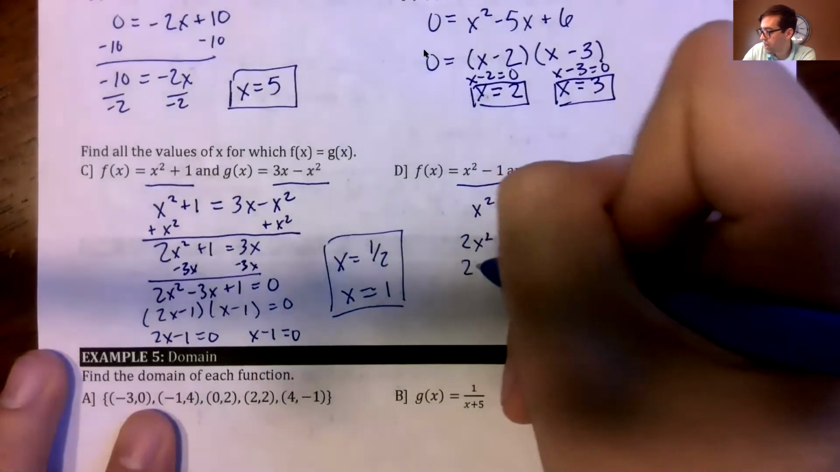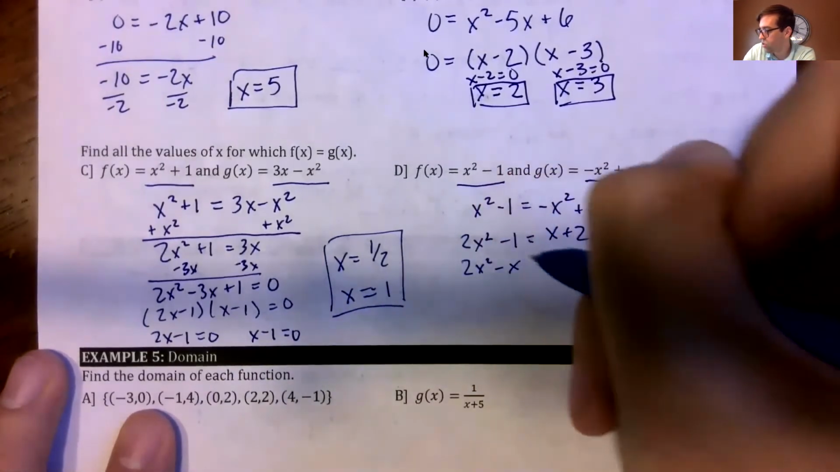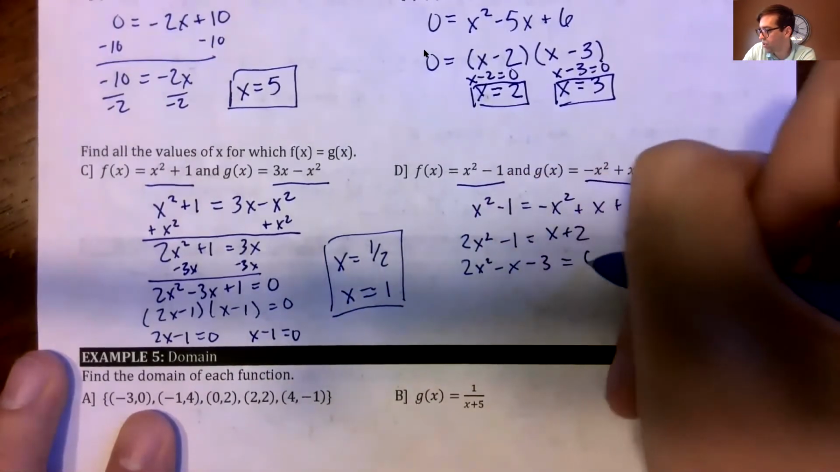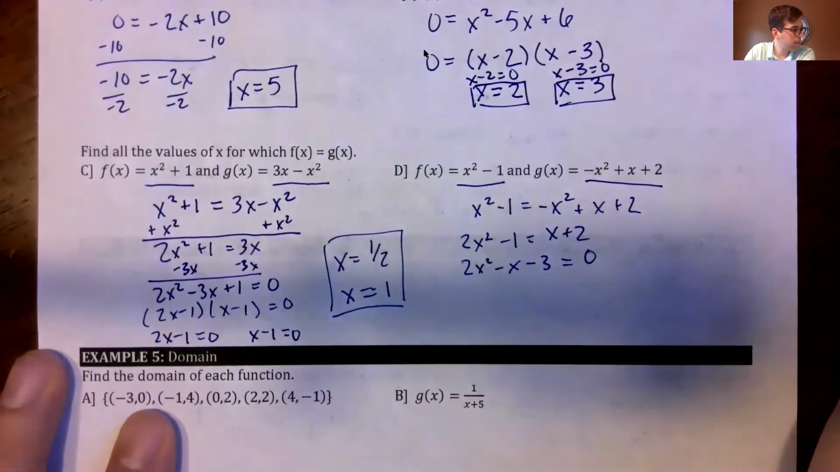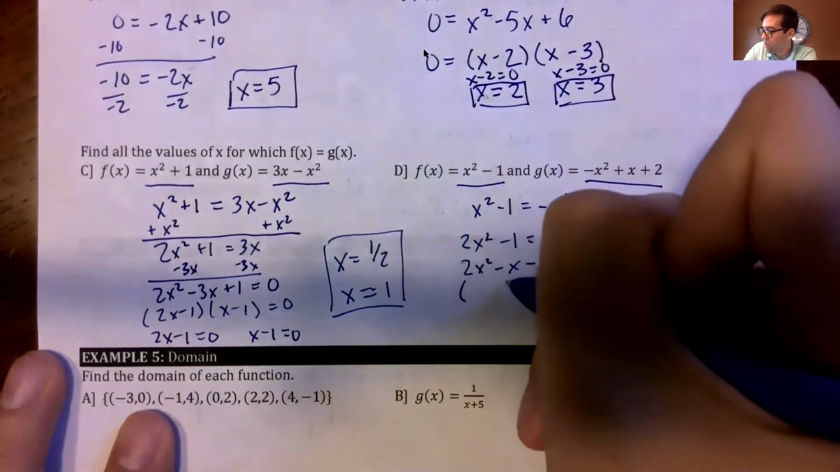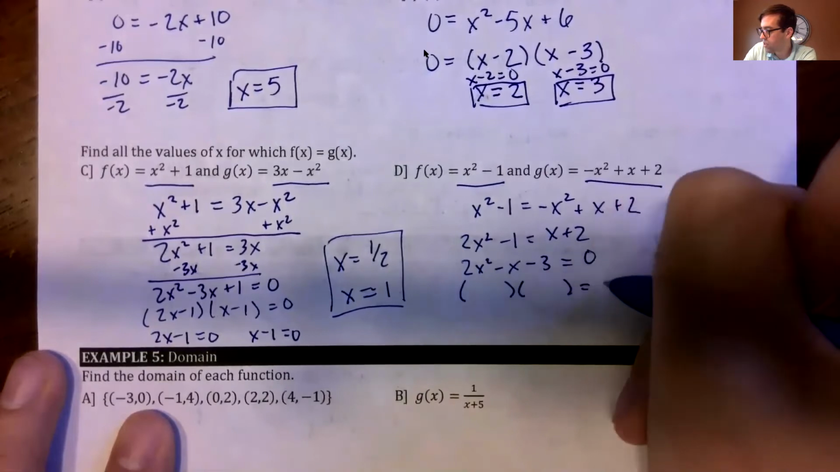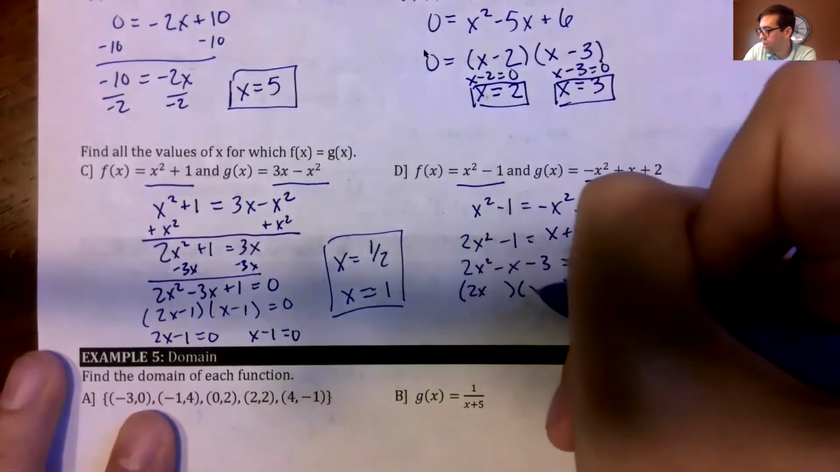If I subtract x, I'm going to get a negative x. Subtract the 2, I'm going to end up with negative 3. So I get 2x squared minus x minus 3 equals 0. Again, we're going to need to factor this. It'll be a 2x and an x.